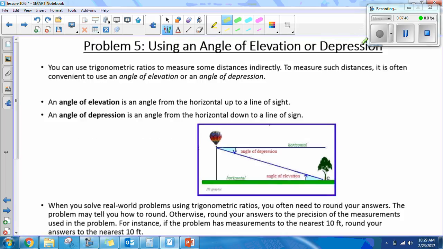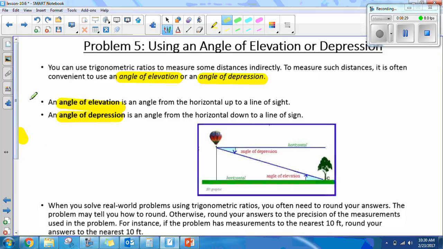Using an angle of elevation or depression. You can use trigonometric ratios to measure some distances indirectly. To measure such distances, it is often convenient to use an angle of elevation or an angle of depression. An angle of elevation is an angle from the horizontal up to a line of sight. So that would be, for example, if I'm standing here by the tree and I'm looking up at the hot air balloon, that would be my angle of elevation. An angle of depression is an angle from the horizontal down to a line of sight. So that would be if I were in the hot air balloon looking down at the tree. That would be my angle of depression.